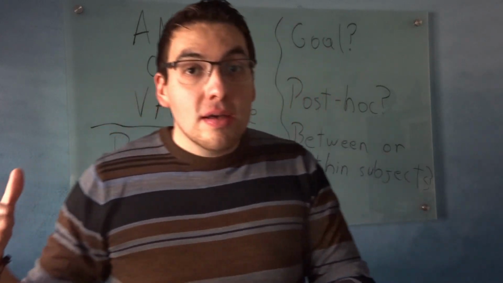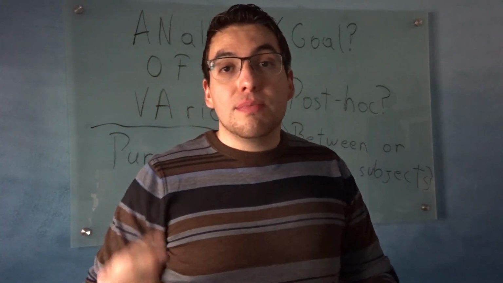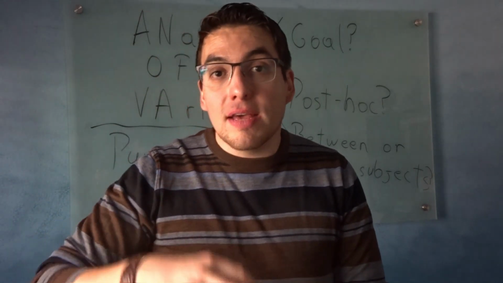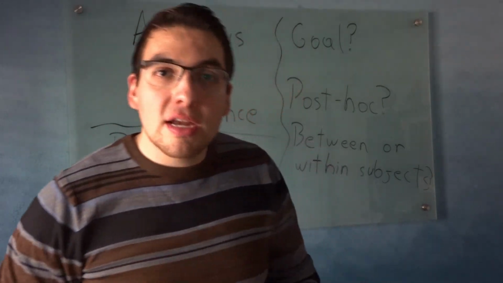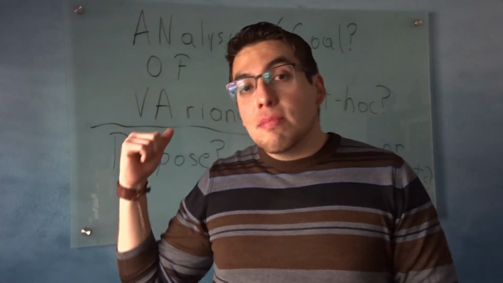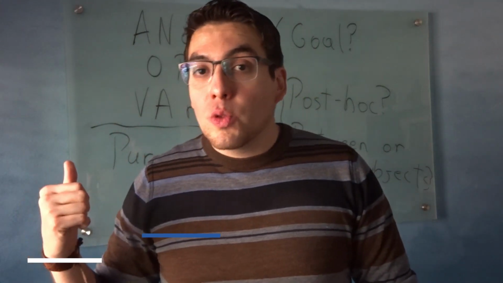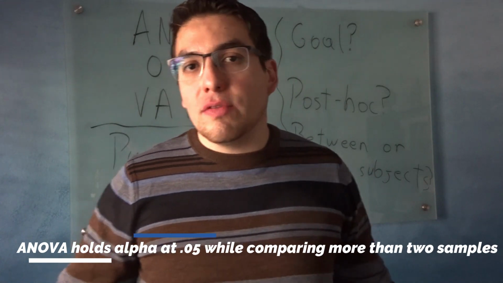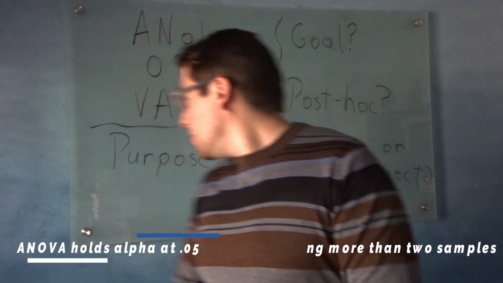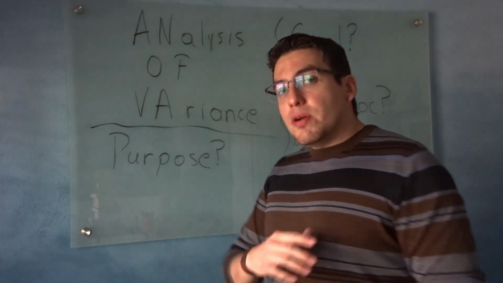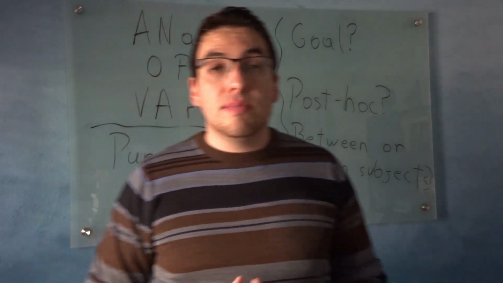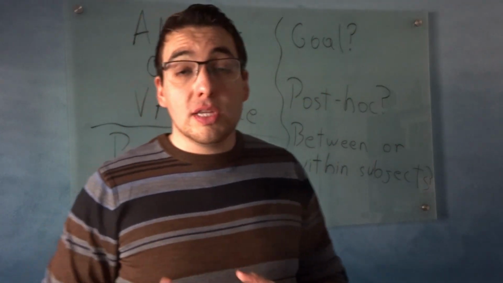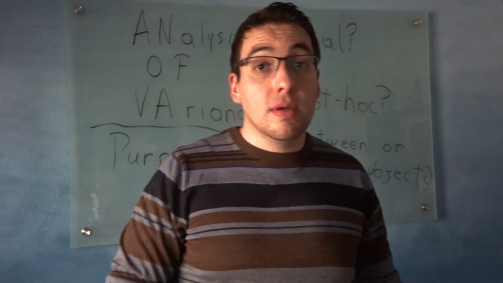The ANOVA compares the 3 samples while holding the alpha level low. Make sure you make a note about that. This compares more than 2 groups while keeping alpha at 0.05 or less if you were to want that. So that's the purpose of ANOVA, all right? That's the purpose of the ANOVA, compares more than 2 samples while keeping the alpha level low.